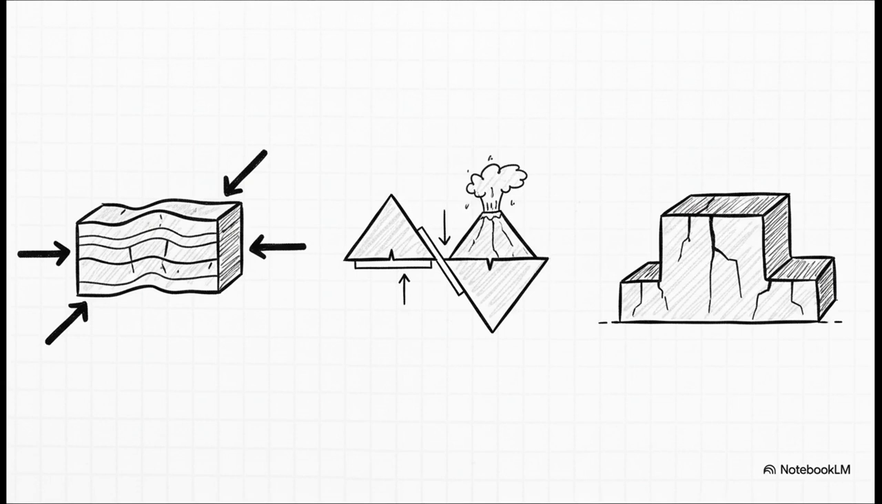So, when you boil it all down, the final takeaway is really simple. Mountains are made when the Earth's crust gets pushed into folds, when it gets subducted to make volcanoes, or when it's broken into blocks. That's it. It all comes down to those three simple actions.